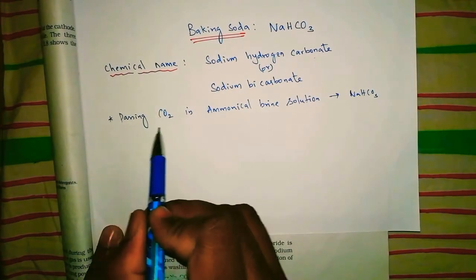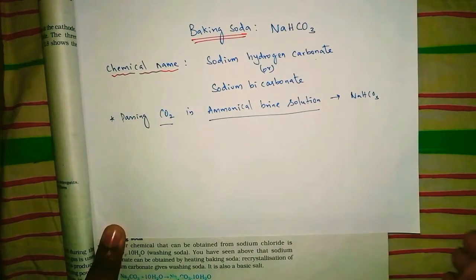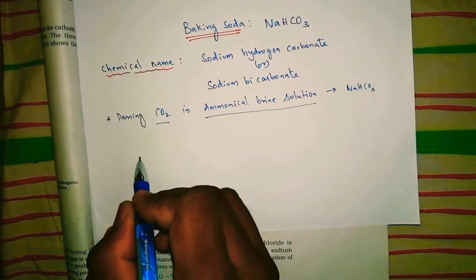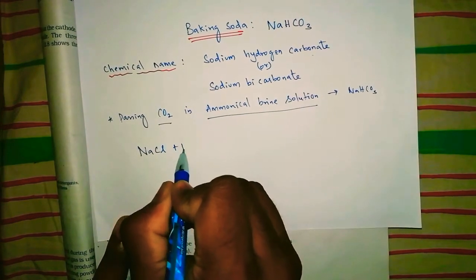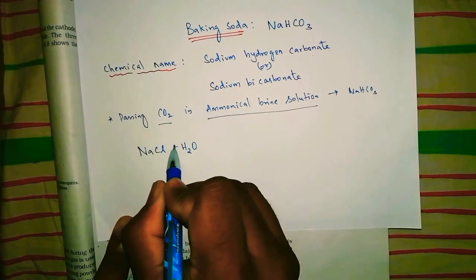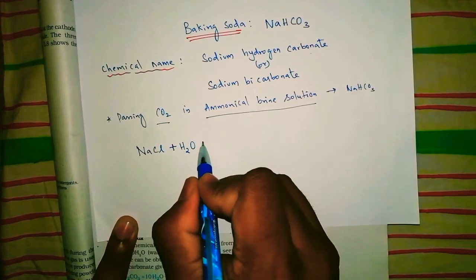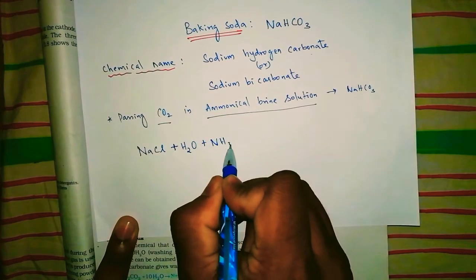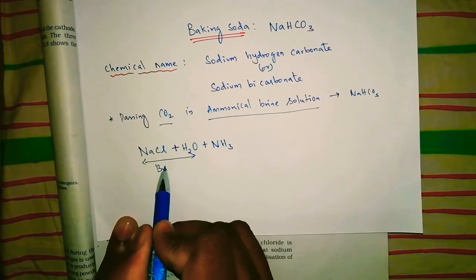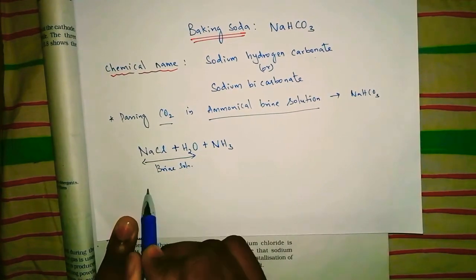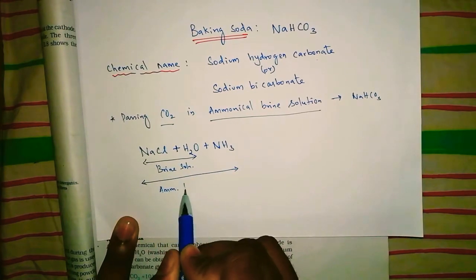What we should do? We should pass carbon dioxide in ammonical brine solution. We all know what is brine solution. Brine solution means sodium chloride plus water. That means putting a salt in water. Ammonical brine solution means just add ammonia, NH3. So this is brine solution. If I combine these, it is ammonical brine solution.